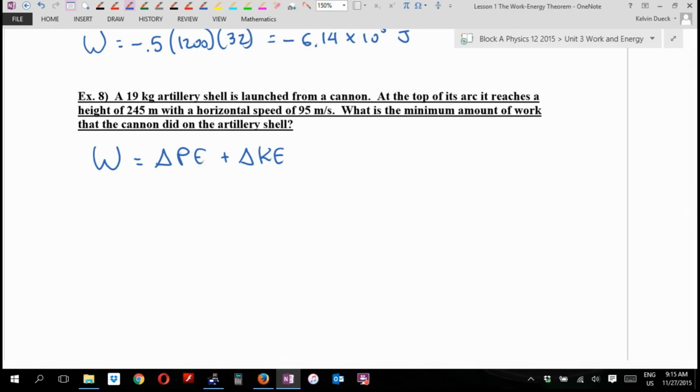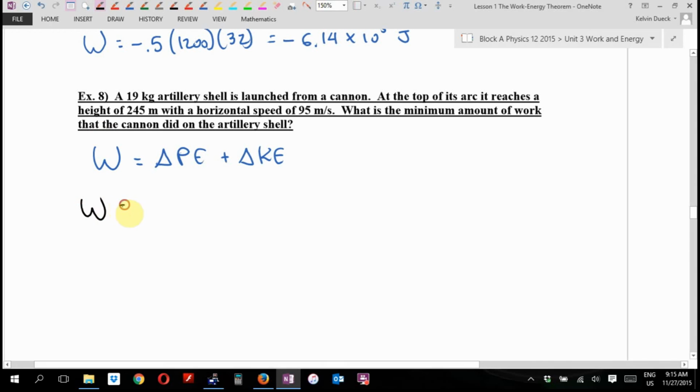Jake, is there a change in height in this question? If you imagine the artillery shell and its path, does its height change? Say out loud. So I'm not going to cross out the change in PE. In the previous question, I had a flat road. Here, no. Okay. And I'm pretty sure there's also a change in speed. None of these are going to be crossed out.